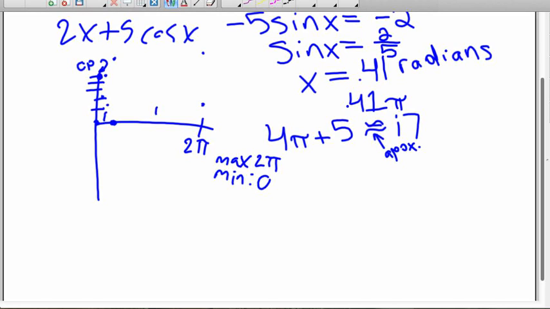Well, I thought it was 4.1, or 0.41 pi. It would be a relative one. Oh, really? Yeah.